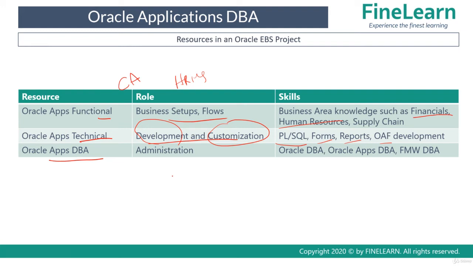The Oracle Labs DBA is mainly responsible for administering Oracle Business Suite. So, what are the skills he has? Oracle Database Administration, Apps Database Administration and Fusion Middleware. Because in the latest versions of Oracle Business Suite, that is 12.2, WebLogic is also part of the architecture or the technology stack. So, the Oracle Labs DBA needs to have basic knowledge of Fusion Middleware as well.